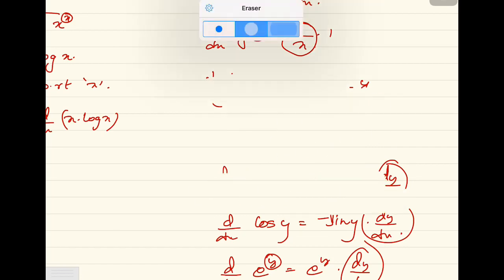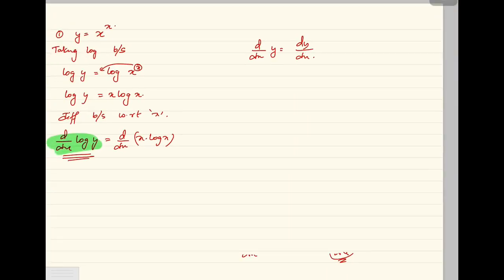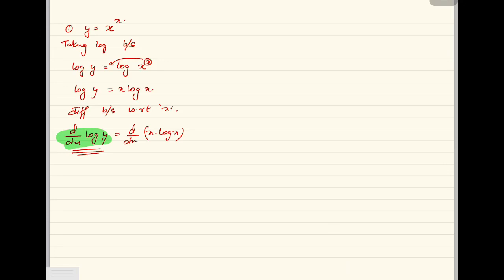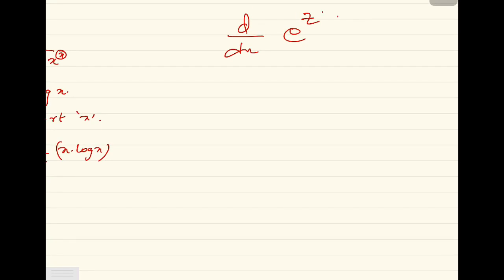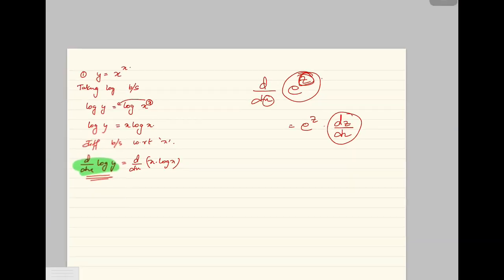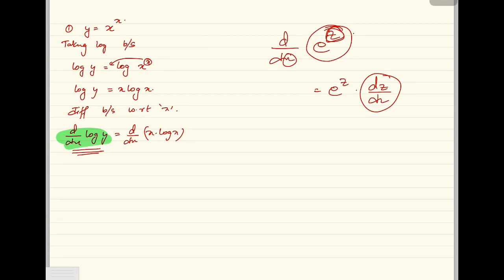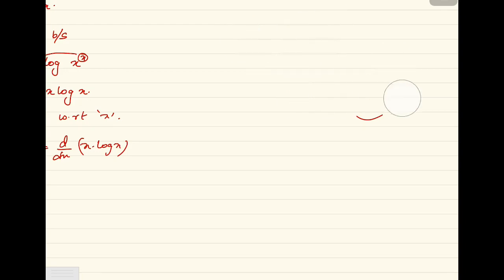What about, let me say, d/dx of e to the power z, instead of y. Again, this is the same concept. You are differentiating a function of z in terms of x, so this will be e to the power z, but it will be followed by dz by dx, because you have to again differentiate z as well. So remember, whenever you are differentiating a function of y in terms of x, dy/dx will be attached. Why? Because it follows the chain rule, correct?